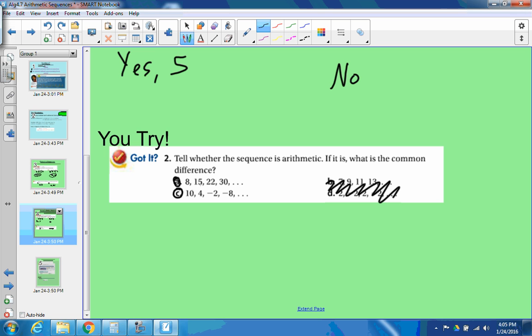All right, so if you found A, it's going up by 7, then 7, then 8. So no, this is not an arithmetic sequence. C, we're going down 6. Oops. Down 6 again. Down 6 again.